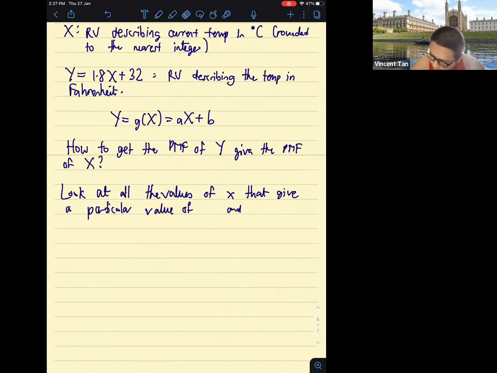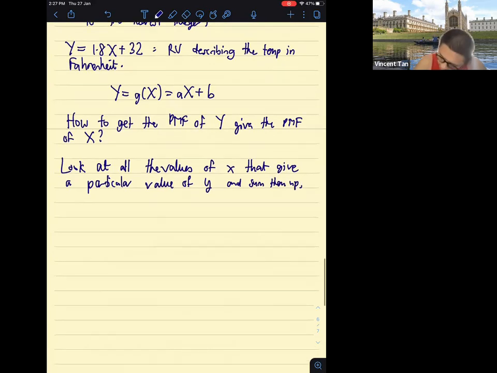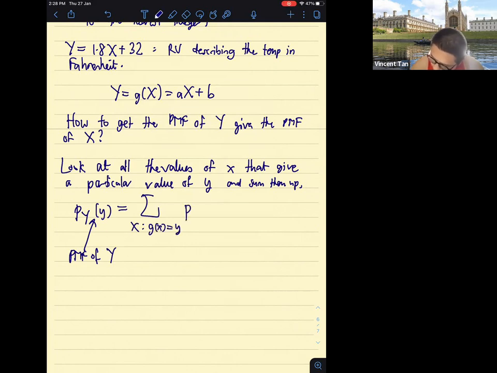And this should be little y. Sum them up, okay? Now, let us do a formula here. So P of Y, that is the probability mass function of Y. So that's your new random variable. It's basically the sum over all possible values of X, such that g(x) is equal to y, of P X of x, okay? So that's the general formula, but we don't really care so much about the formula.